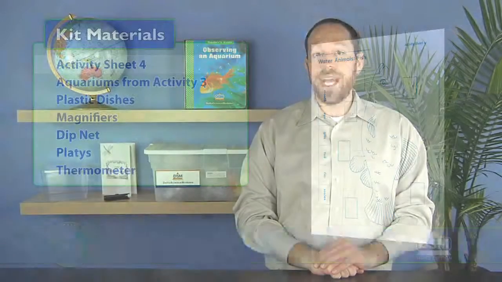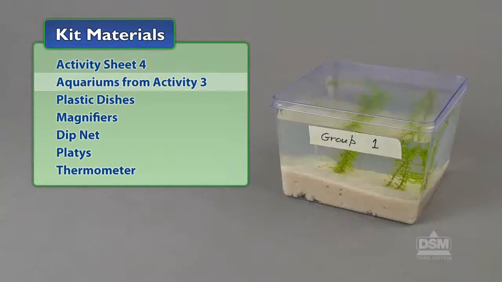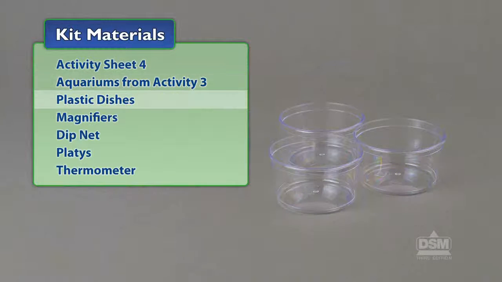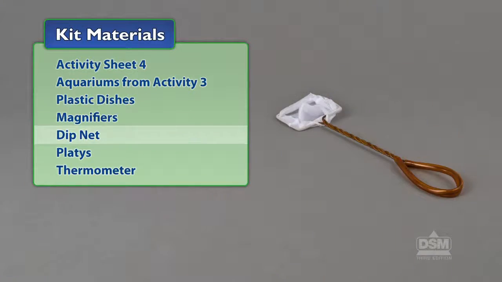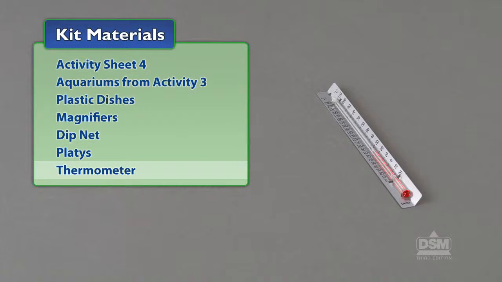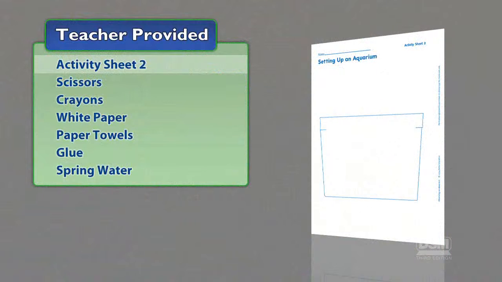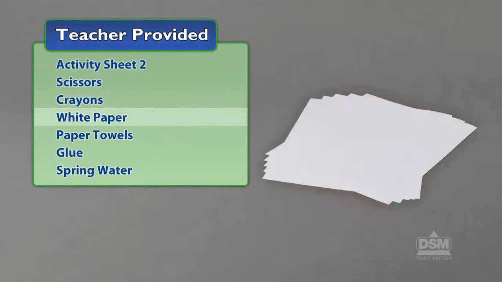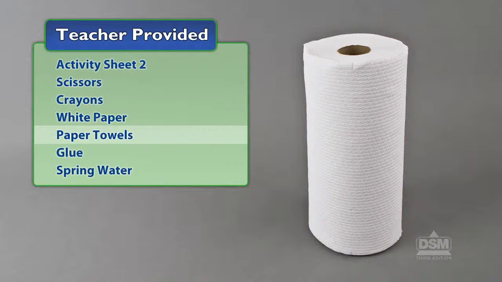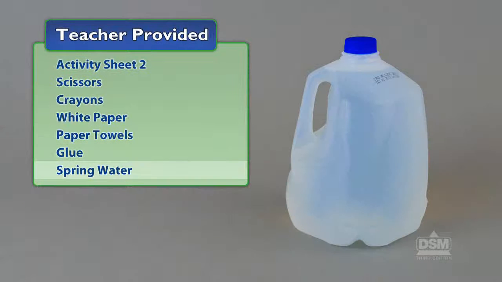You will need the following materials from the kit: Activity Sheet 4, aquariums from Activity 3, plastic dishes, magnifiers, dip net, platys, and a thermometer. You will also need to provide Activity Sheet 2, scissors, crayons, white paper, paper towels, glue, and spring water.